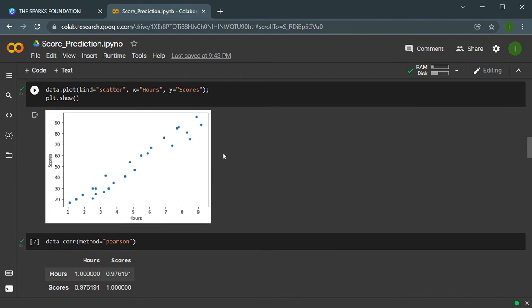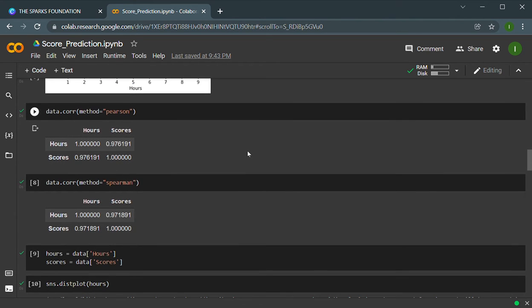Here I have also plotted the received data in the form of a scatter plot where x and y axis represent the hours and scores respectively. From the scatter plot, it is quite evident that the relationship between the two variables is linear, which means the scores of a student are directly proportional to the hours that the student studied for per day.